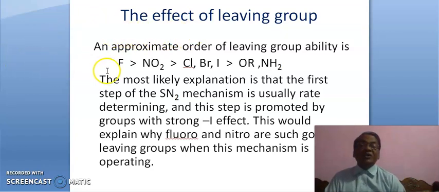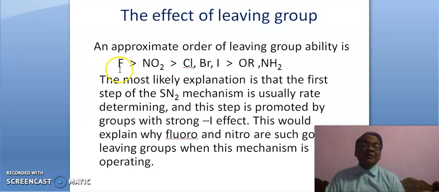The approximate order of leaving group is this. Friends, this is fluorine. It is the highest electronegative element. Leaving nature, the tendency of leaving of group. Here aromatic nucleophilic substitution is different from the aliphatic nucleophilic substitution.